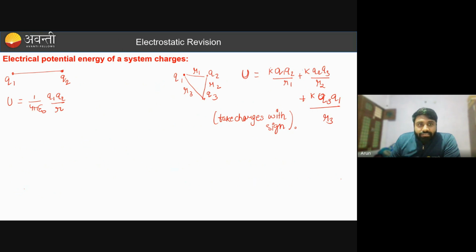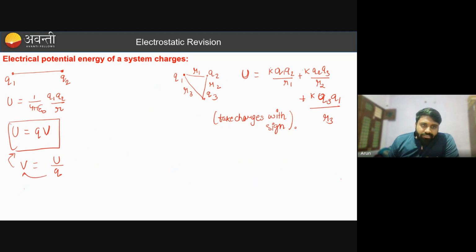Another definition of potential energy: potential is potential energy per unit test charge, so potential energy is Q times V. Because potential is nothing but potential energy per unit charge, if you multiply by Q here, you will get this expression. This expression is also helpful to calculate the work done by the electric force, because potential energy is equal to the negative of work done by the conservative force.